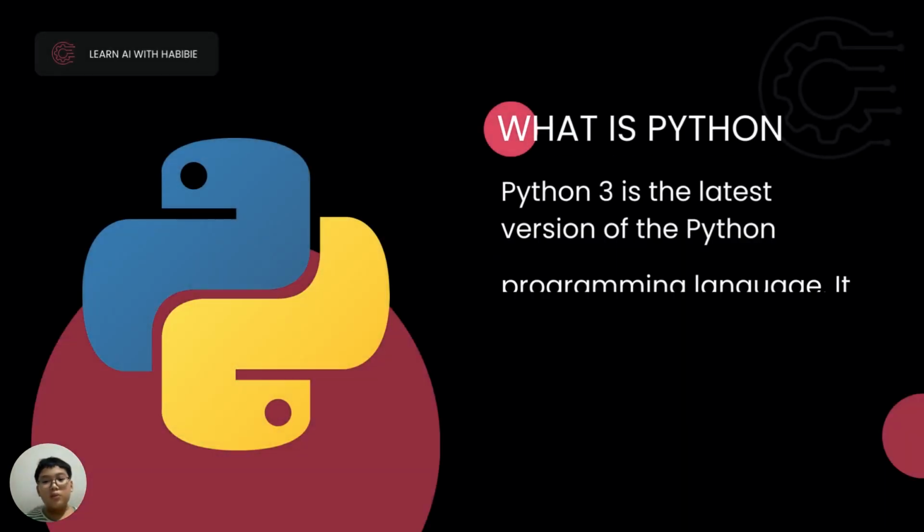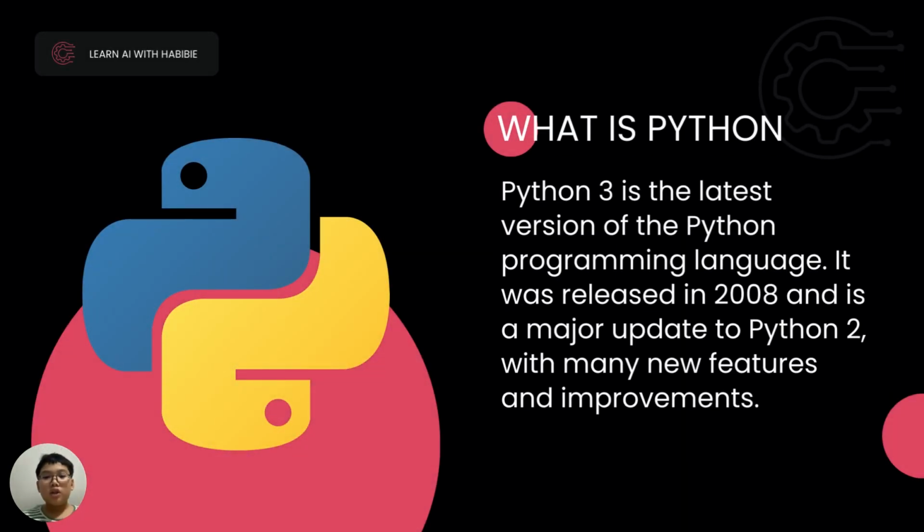So first, what is Python 3? Python 3 is the latest version of the Python programming language. It was released in 2008 and it is a major update to Python 2 with many new features and improvements. So first, for the basic programming, we are going to learn how to print hello world.